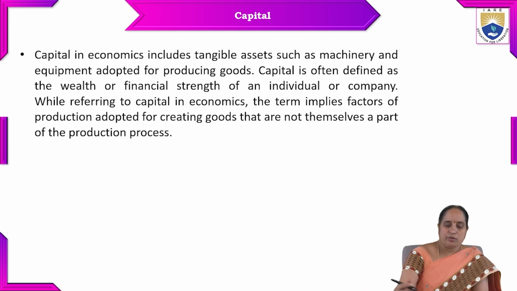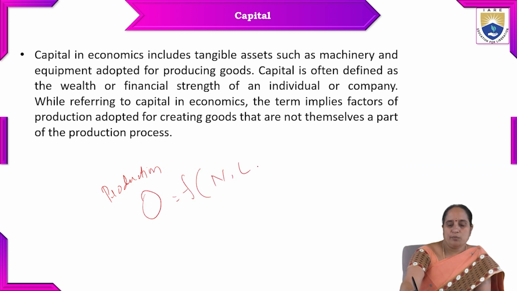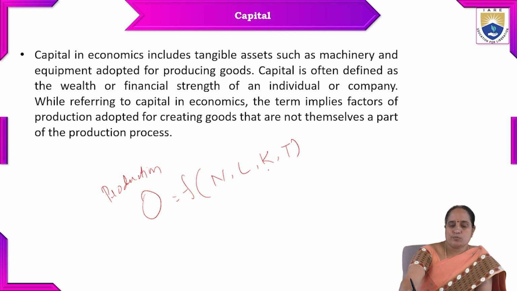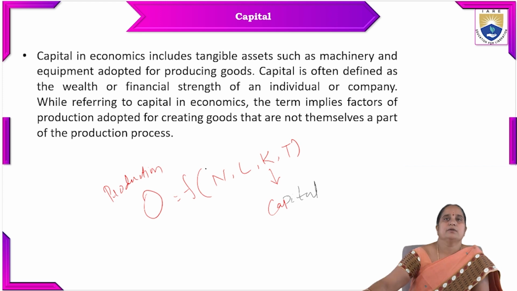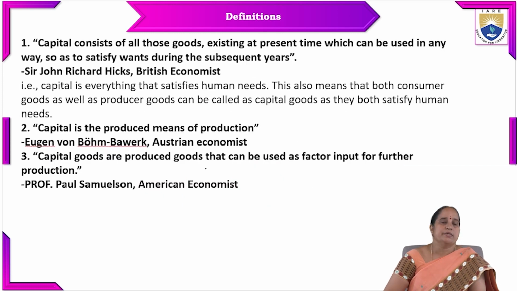Already we know that under a production process, we convert the inputs. Output is a function of inputs: N, L, K, T, right? Here K stands for capital. Capital is the most important ingredient in business organizations. Without capital, it is not possible to generate goods and services.